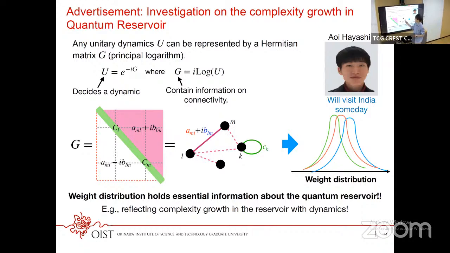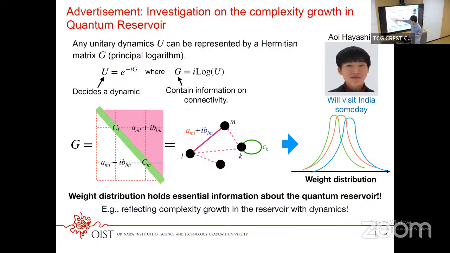So he tried to understand the mechanism. We try to understand why the reservoir has such a nice power to solve the data by looking at the Hermitian. Any unitary can be represented in an exponential form with some Hermitian matrix, and this Hermitian matrix has some information of the unitary. He shows that it can be mapped to a network structure like this one.